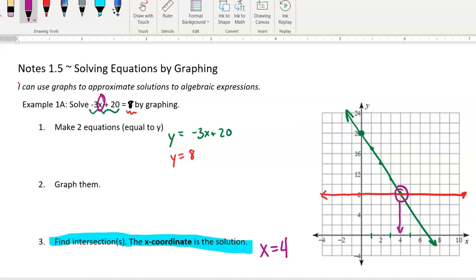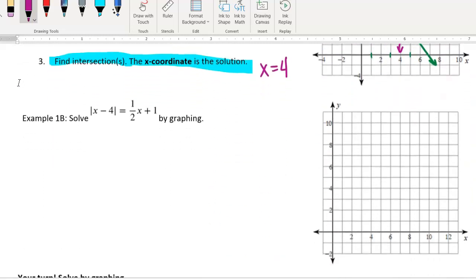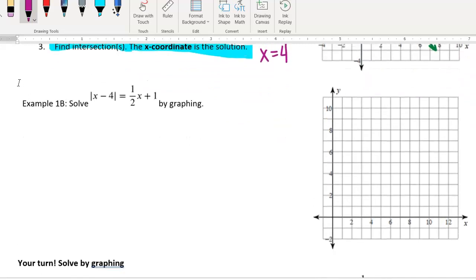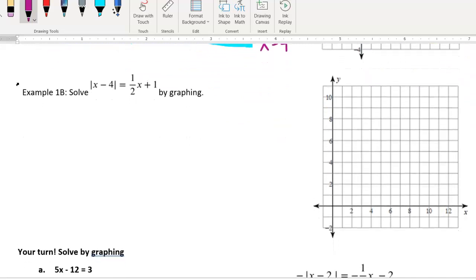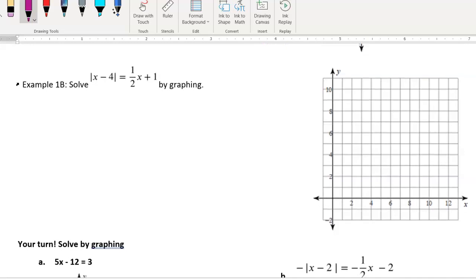Now again, if I gave you this equation and asked you to solve for x, it probably would have been a lot faster just to subtract 20 and divide by negative 3. But what if I gave you this one instead? This would be a little bit more complicated if we wanted to solve this algebraically, so it's much easier if we solve it by graphing.